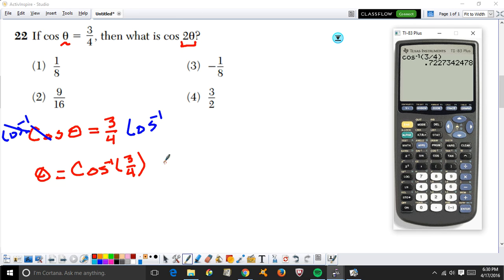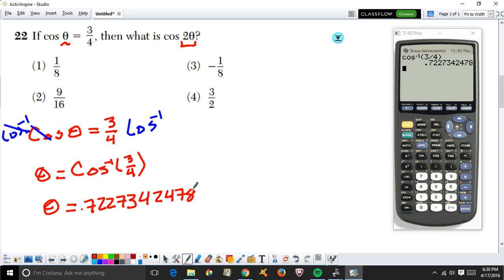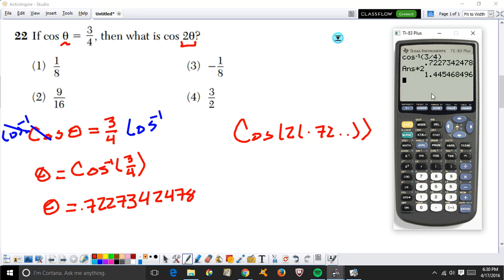So we see that theta is equal to 0.7227342478. So now we have cosine of 2 times 0.72, which is abbreviated because I don't want to write the whole number. So we're going to have our original answer multiplied by 2.